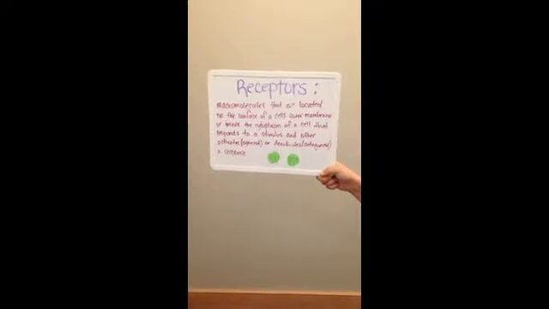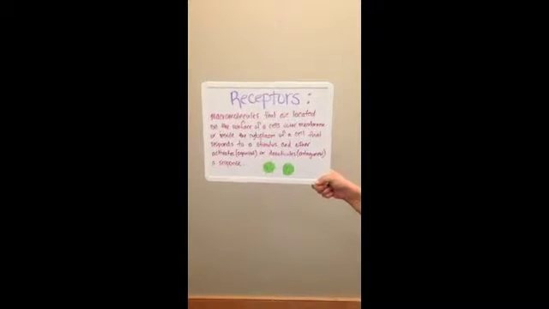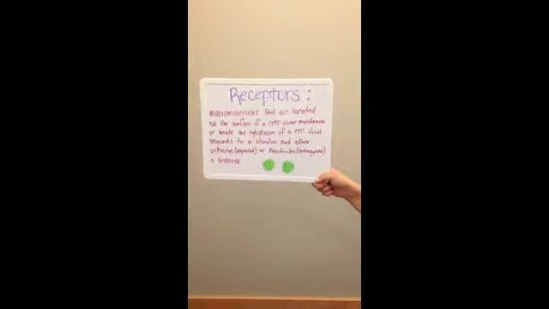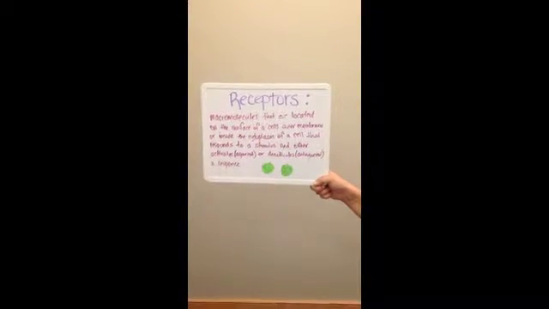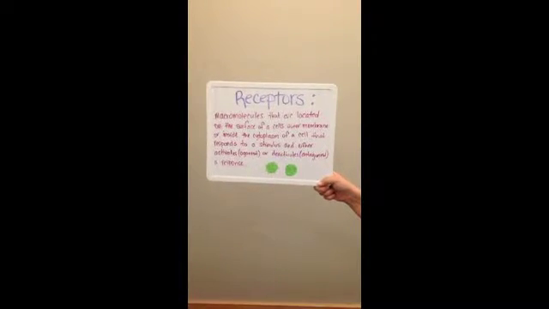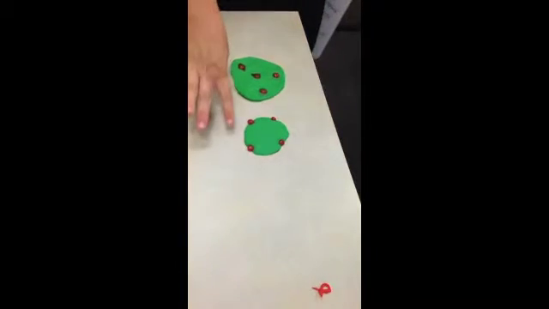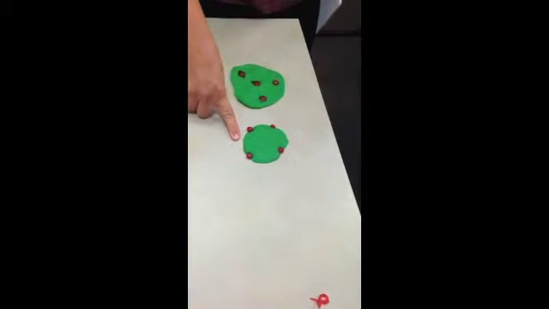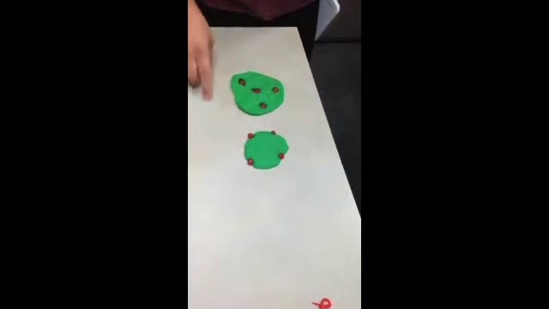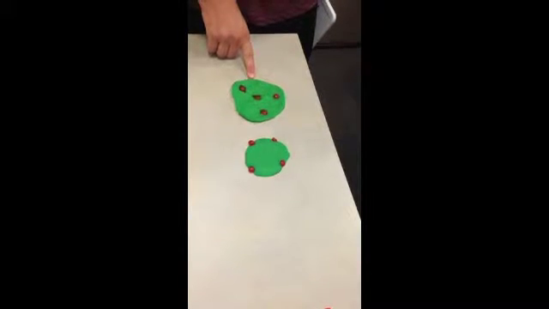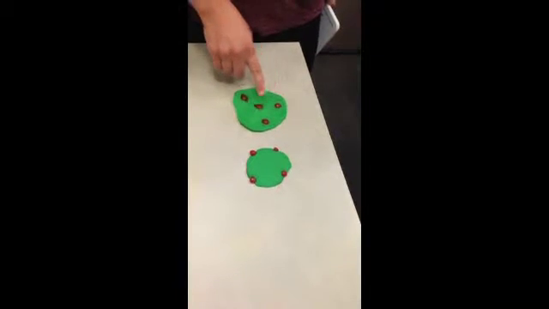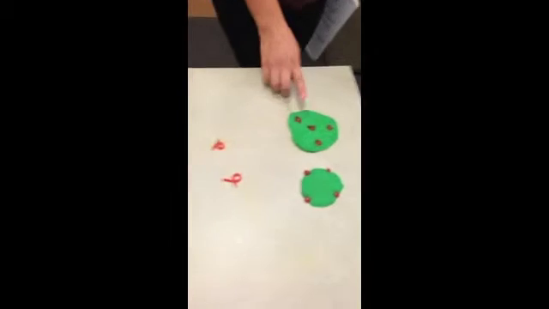Receptors are macromolecules that are located on the surface of a cell's outer membrane or inside the cytoplasm of a cell that responds to a stimulus and either activates or deactivates a response. Here we have an example of two cells. This cell has the receptors on the outside of the cell membrane, and this cell has the receptors inside in the cytoplasm of the cell.